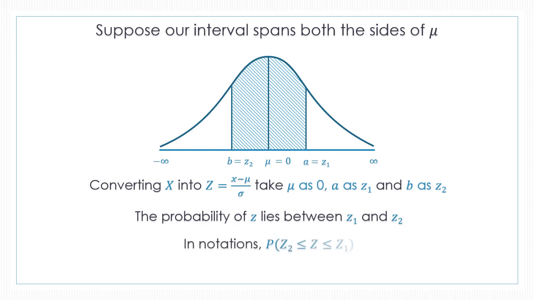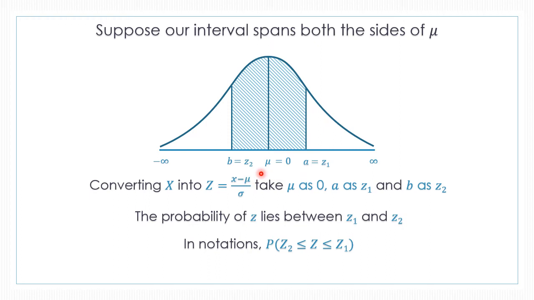So what are we going to do? In notation, I will always start from the lesser value. So z2 is less than z, which is less than z1. But I only have probabilities from 0 and there is no 0 here. So what I am going to do is first calculate the probability from z2 to 0, this part, and then I will add 0 to z1. So I will get this total value.